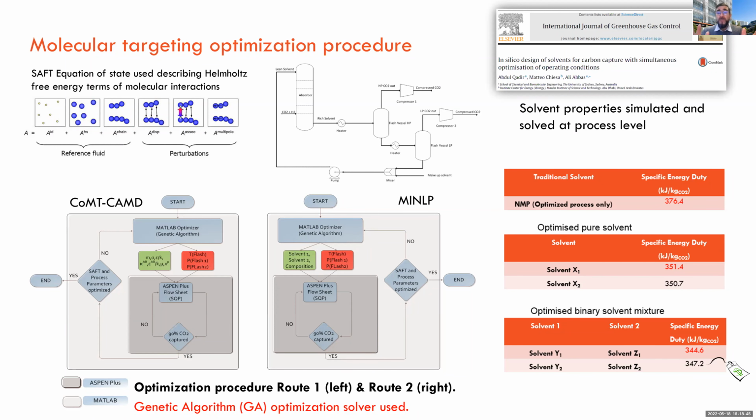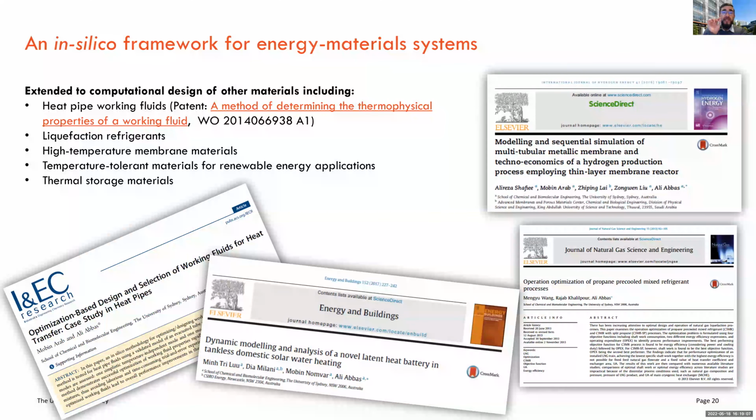So then that means we can achieve the best molecule that can do that. And we've done that. The results in the table on the right show how much we can reduce this energy duty for capturing each kilogram of CO2 by computing a new solvent for capturing that CO2. So that's a good example, and we've used such a computational artificial intelligence algorithm to compute many different materials for many different processes.